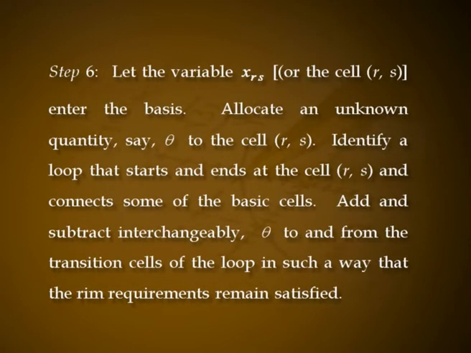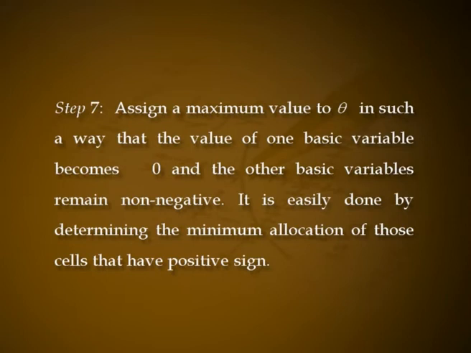Step 6. Let the variable Xrs or the cell rs enter the basis. Allocate an unknown quantity, say theta, to the cell rs. Identify a loop that starts and ends at the cell rs and connects some of the basic cells. Add and subtract theta alternately to and from the transition cells of the loop in such a way that the rim requirements are satisfied.